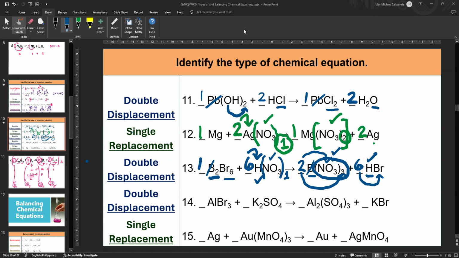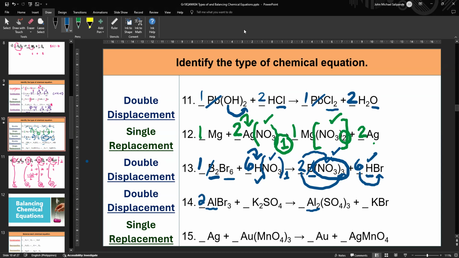Now, there's one aluminum atom on the reactant side, and there are two aluminum atoms on the product side. So therefore, to make the aluminum atom on the left 2, you have to multiply this one by 2 as well. And with that, aluminum is balanced.